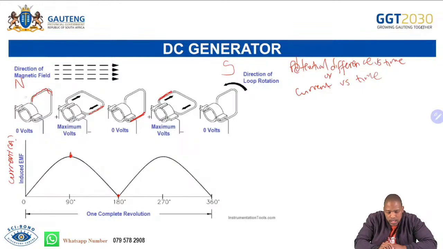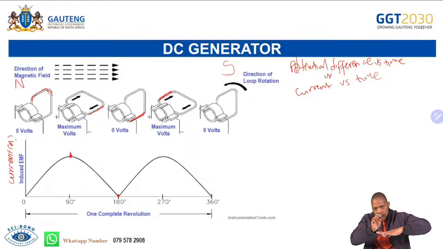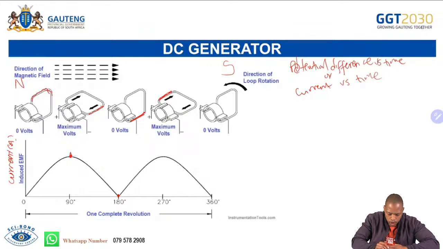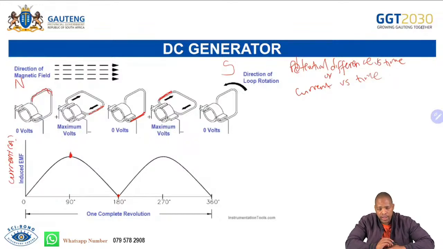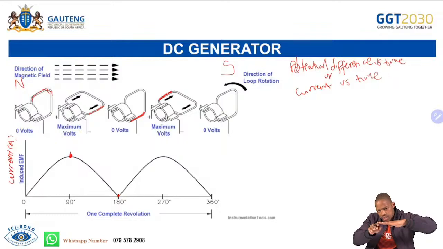We are checking this part of the conductor. At 0 here, it is not cutting the magnetic field it is going through, but when it turns and does this, it starts cutting. If you are looking at my fingers as the magnetic field, it starts cutting the magnetic field, right? It will induce maximum EMF, and will have maximum current as well there, and then it goes underneath as it rotates.